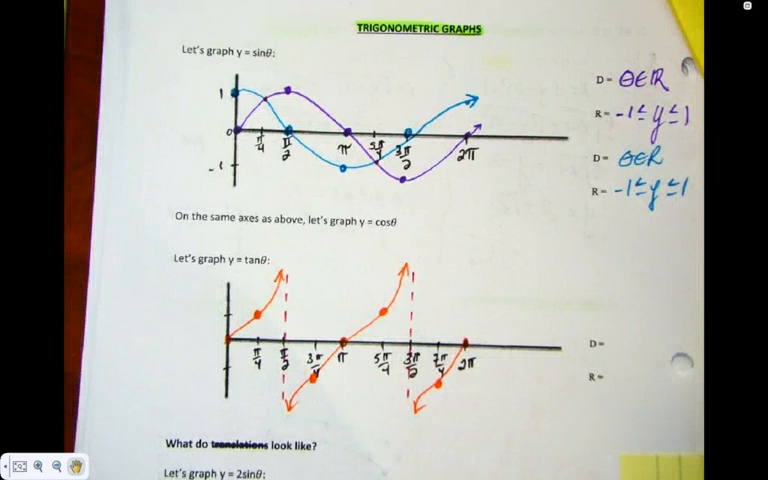Questions so far? Kind of cool, now you can picture sine, cos, and tan. Before, they were just these magical formulas that you use. Now they have a picture to them. Well, guess what we're going to do with them? We're going to do transformations.